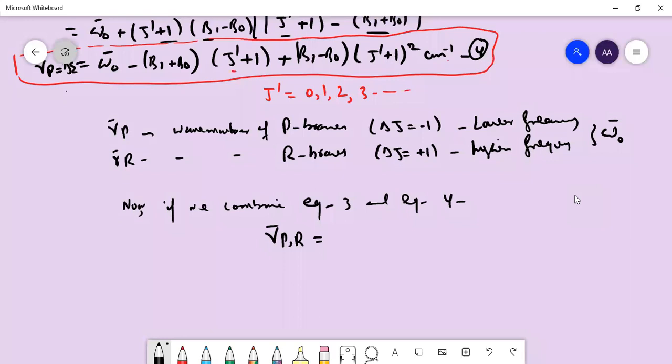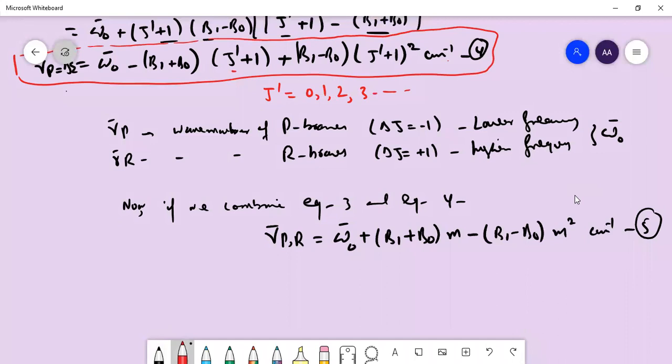So if you sum up these two equations, you will get a new equation which is equal to omega naught bar plus B1 plus B0 M minus B1 minus B0 M square, in centimeter inverse. Let's take this as equation number 5. Now we have a new equation which can be applicable for both P and R branches, and this is equal to omega naught bar, which is our band origin center, plus B1 plus B0. B1 is the rotational constant for the higher energy level, and B0 is the rotational constant for the lower energy level.